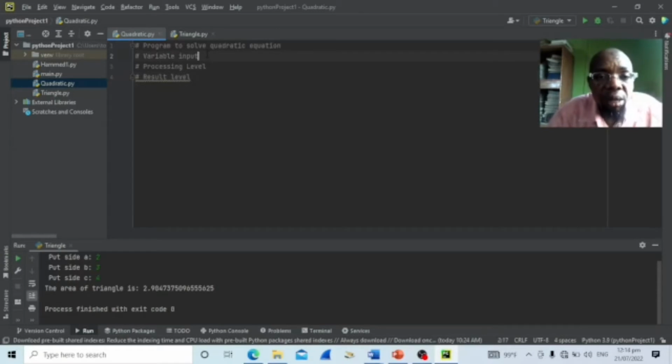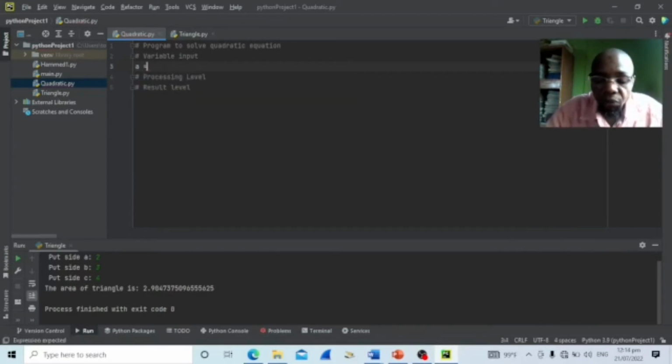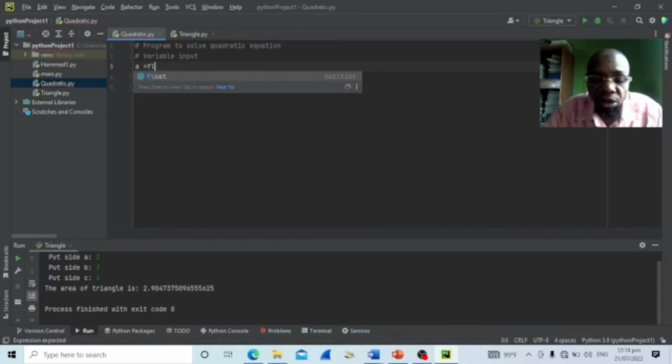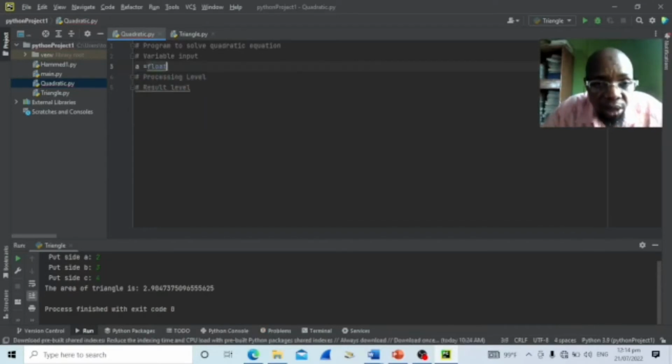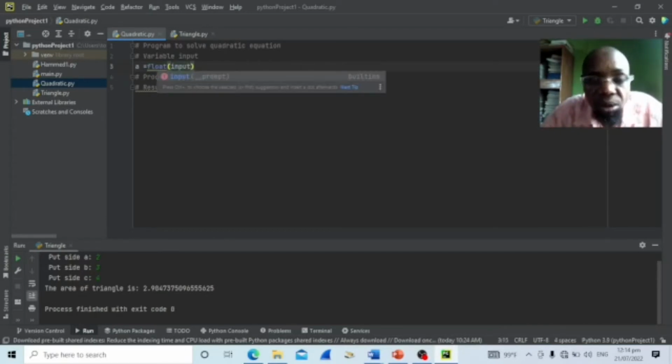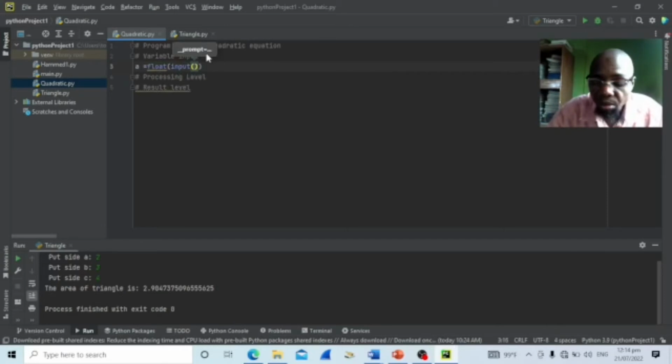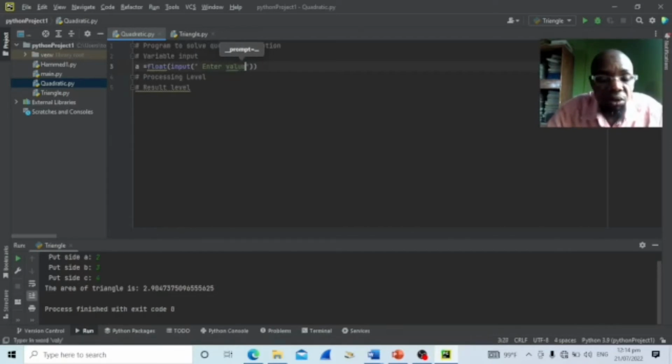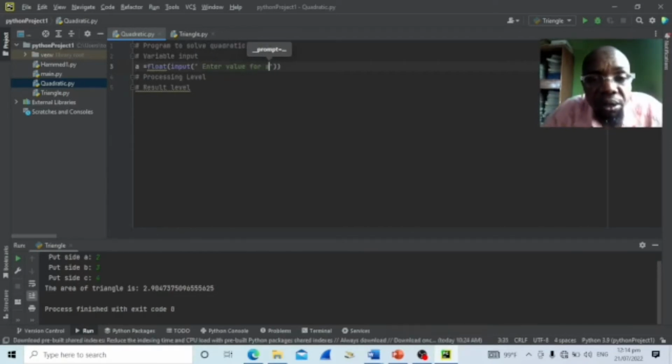So under the input, we are going to start, as we know that we have a, b, c. Say a is equal to float. We know that we are using float because it's running into decimal points. Open bracket, input, open bracket, double quotes, enter value for a. So let's put a colon and put a space.